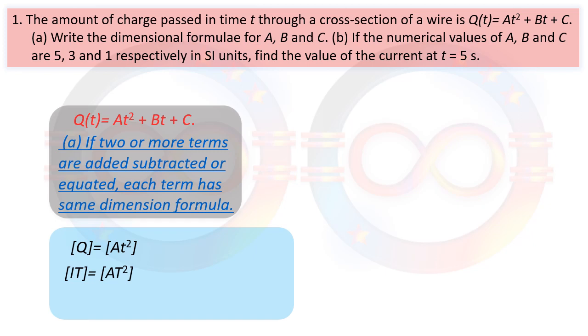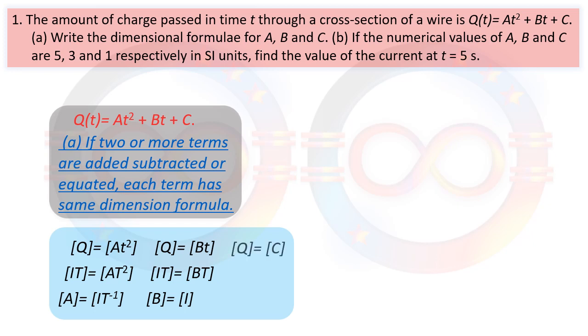Dimensional formula is IT. A, which is a constant, we have to find the dimensional formula of, and T is time, so T to the power 2. Once we simplify it, we will be getting IT minus 1. In a similar fashion, we take Q dimensional formula equal to BT, that is capital B, T is the time, and after simplifying we will be getting the dimensional formula of B same as that of current. Similarly, Q is equal to C dimensionally, and then C dimensional formula is nothing but equal to the dimensional formula of charge, that is I into T.